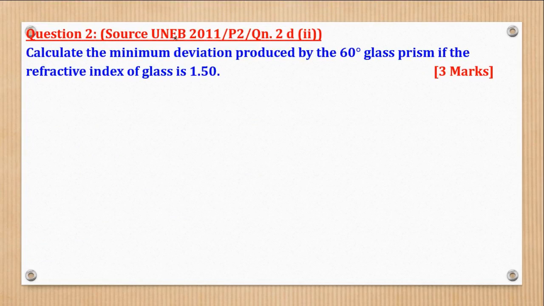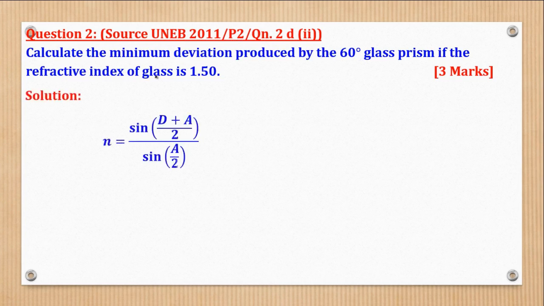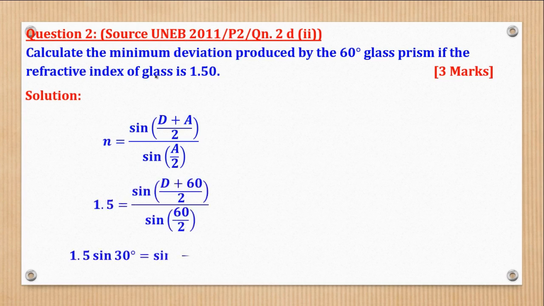Then question 2 came from UNEB 2011 paper 2 question 2D and says, Roman 2, calculate the minimum deviation produced by the 60 degree glass prism if the refractive index of glass is 1.5. So you know that from that formula you can substitute for N and for A and remain with D as the only unknown. So here I have to look for ways of making D the subject.